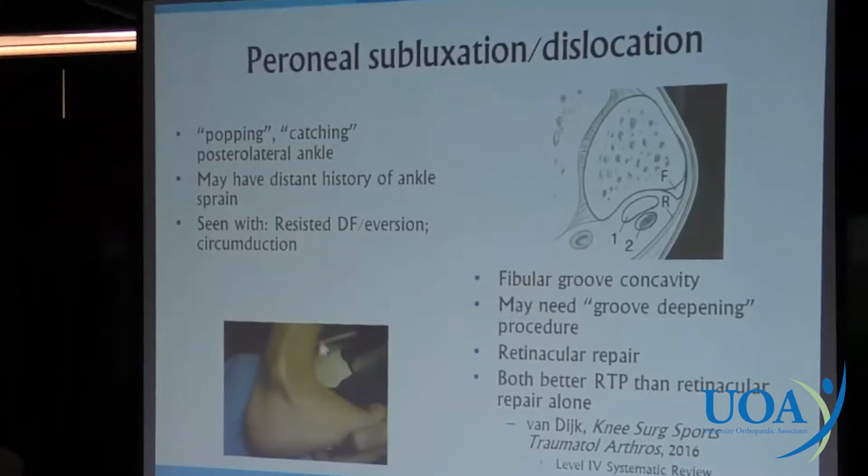An important thing to consider when you are starting to talk about surgery is what's called the fibular groove concavity. The back of the fibula is concave, and that's where these tendons sit. Some people, however, have a more flat or even convex groove, and then the tendons don't like to sit in there as well, and they can dislocate more easily. So if you are going to go in there to stabilize these tendons, you repair the retinaculum, but what we often want to do is deepen that groove so there's more of a little valley for those tendons to sit in. There's a level 4 study, not a great study, but comparing retinacular repair versus retinacular repair plus groove deepening. And the group with groove deepening did better. They got back to their sport more consistently.